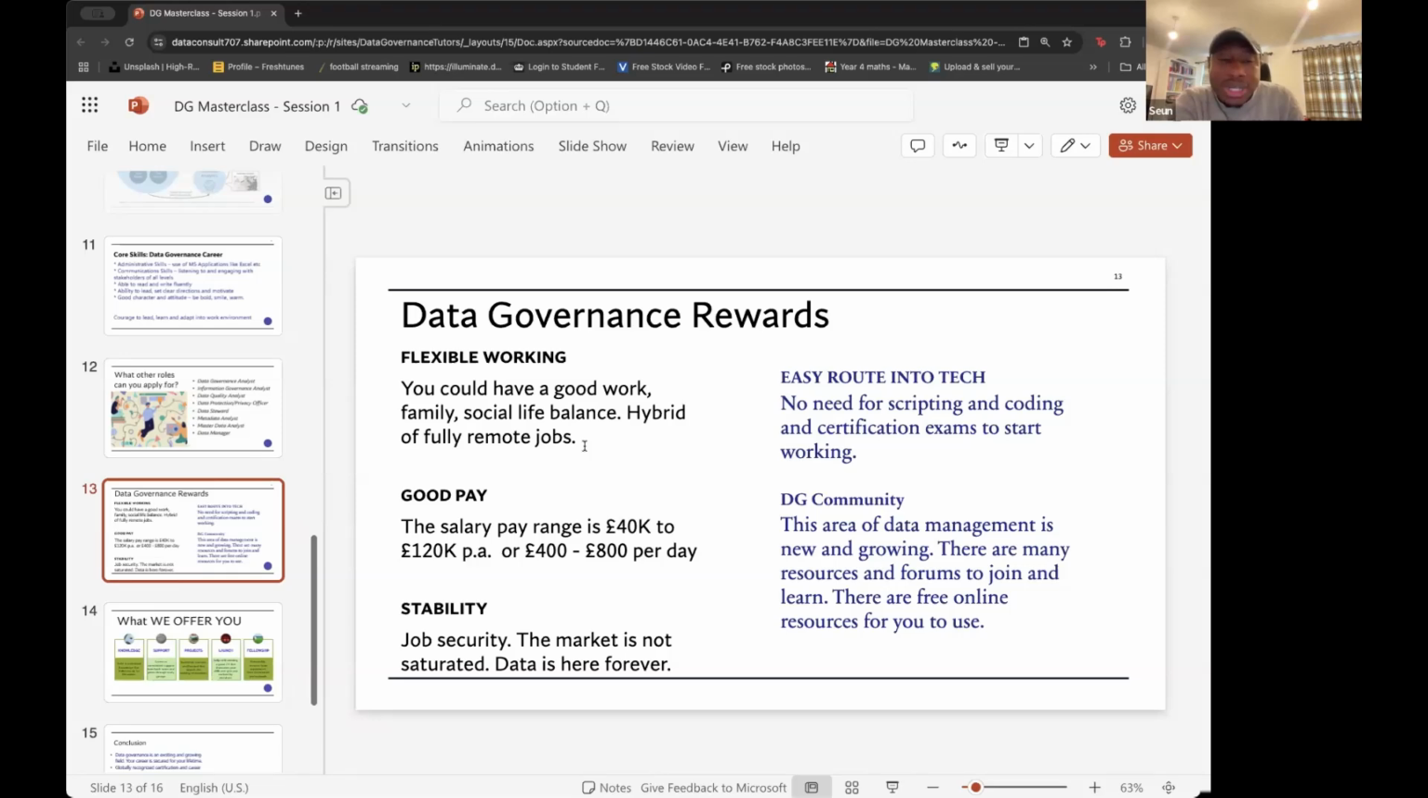In the UK, you would have a base salary of somebody who is working in governance around 40K, and that can work up to 120K.